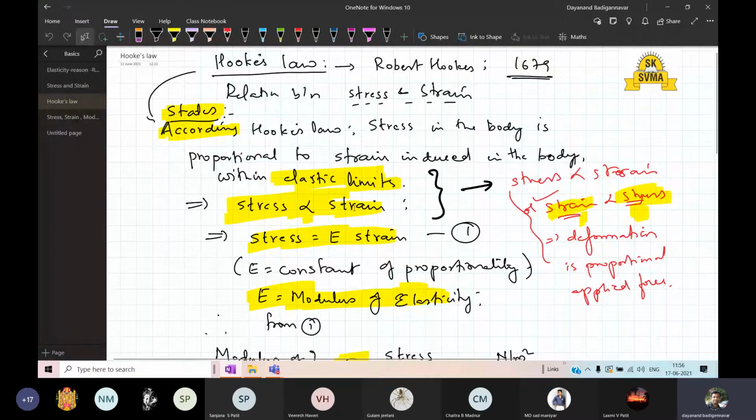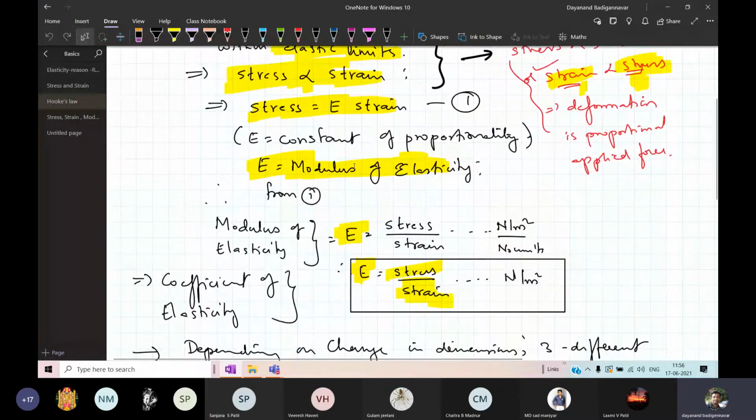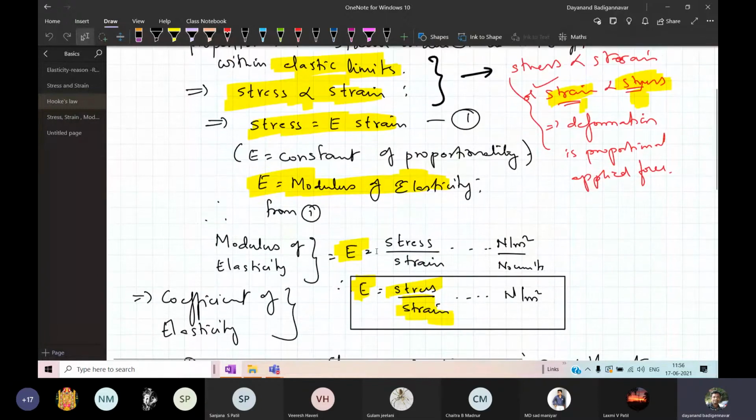If I remove the proportionality, I can define a constant. That constant is called alpha. Alpha is the proportionality. So if I remove the proportionality, I get a constant as E. E stands for the modulus of elasticity. Modulus of elasticity, also called the coefficient of elasticity, is stress by strain.